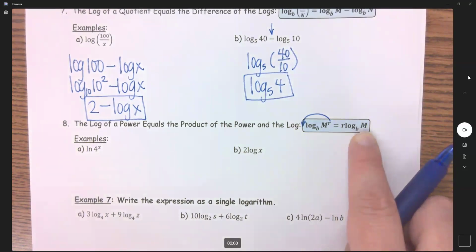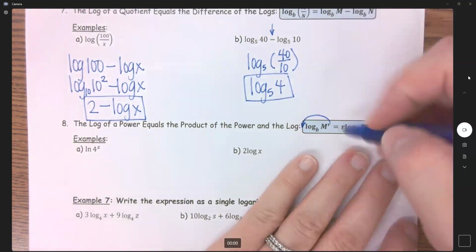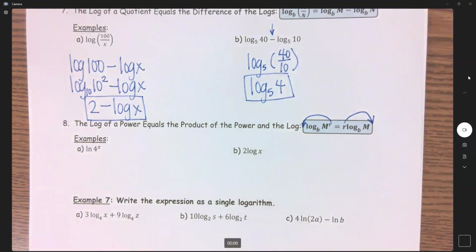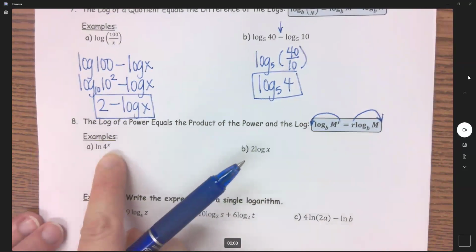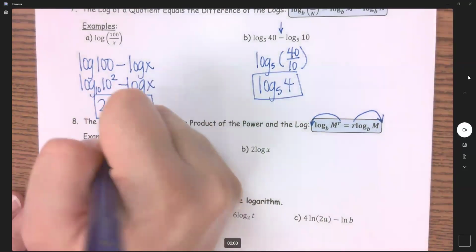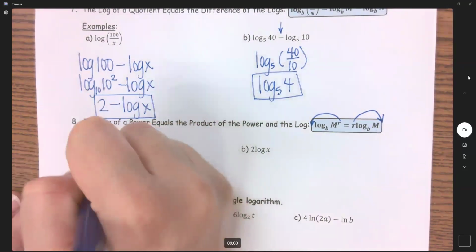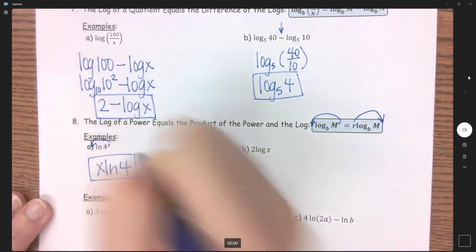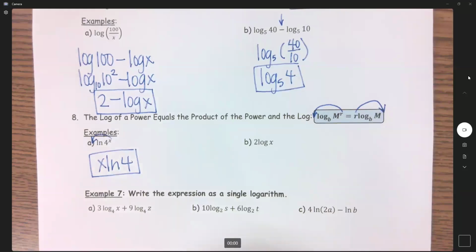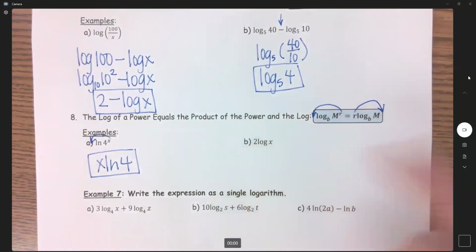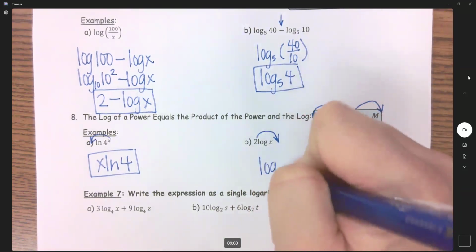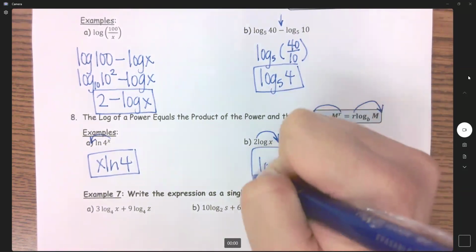Or we can go the opposite way. If I see something in front of my log, I can take it and move it up into that exponent position. So for example, I have that x as the exponent. We can move it out front, and that's equivalent to x natural log of 4. Or if I see that 2 out front, we will move it up to the exponent spot, and that is log of x squared.